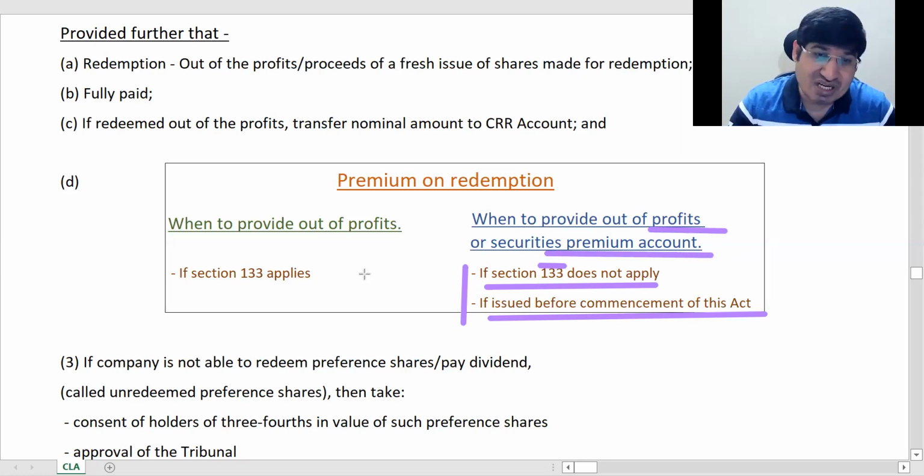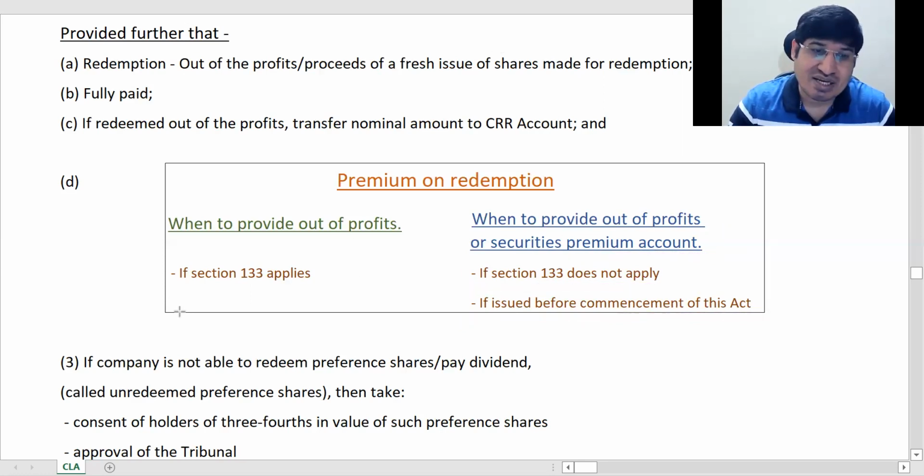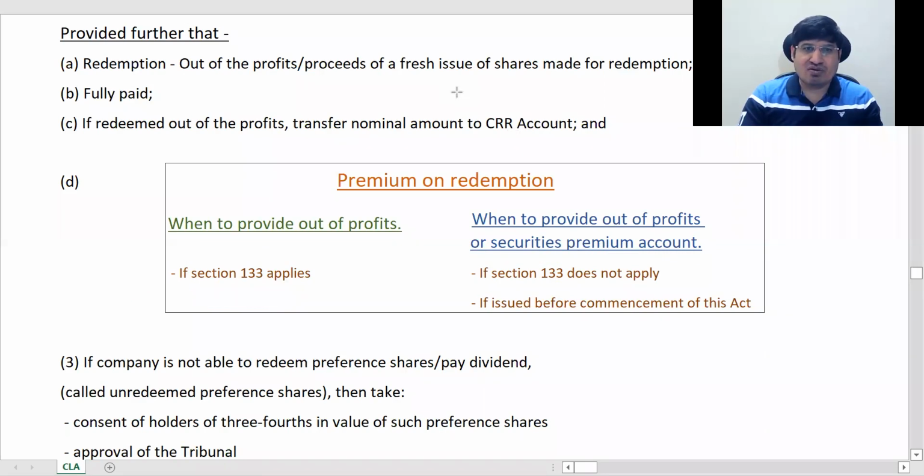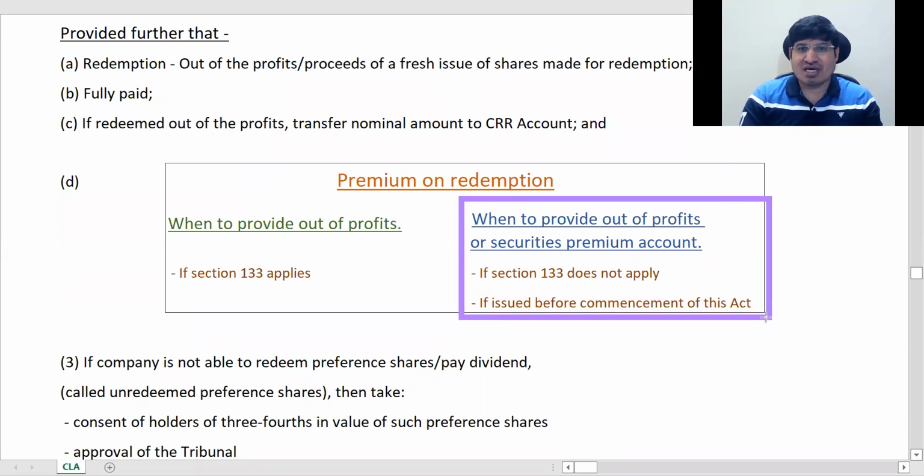But if Section 133 applies, then you cannot use securities premium account. Just remember this part. If in your question they write that Section 133 applies, what they are trying to tell you is, for premium on redemption, don't use securities premium account. That's what they're trying to tell you if they give this sentence. Just remember this. But as I said, normally speaking, we are only following this method as of now.